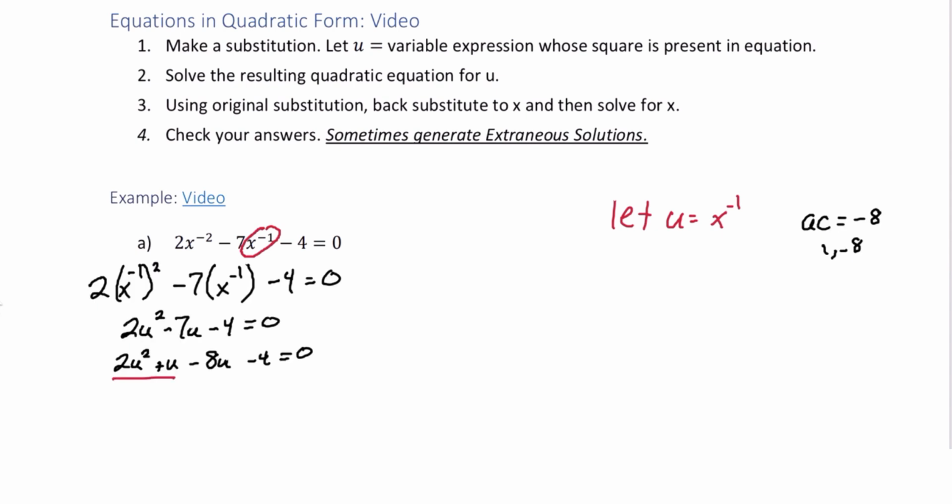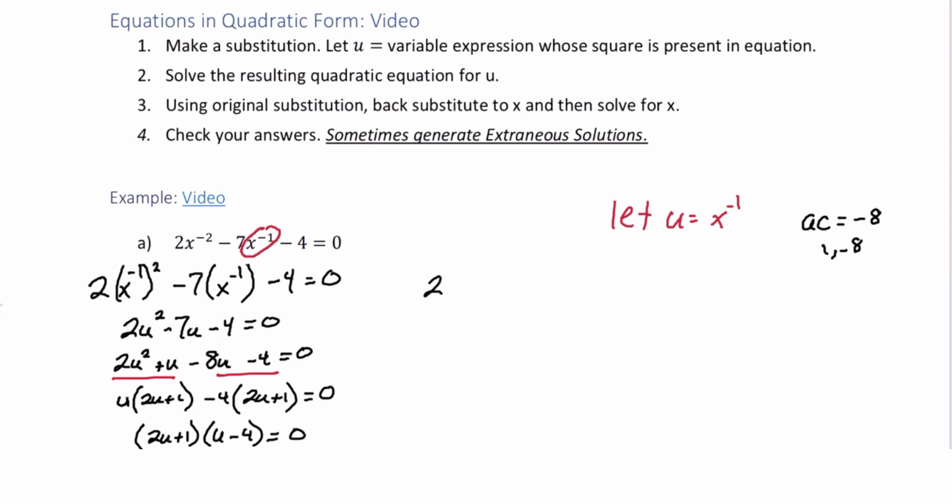Factor by grouping, we'll focus on the first two terms. Their GCF is u. Factor out the u, we're left with 2u plus 1. Focus on the last two terms. Their GCF is negative 4. Pull out a negative 4, we're left with 2u plus 1. Continue factoring. 2u plus 1 times u minus 4 equals 0.